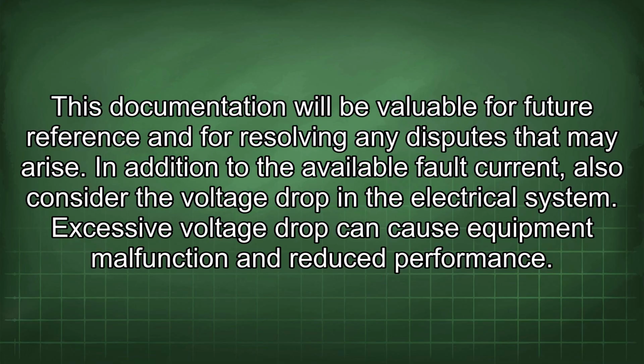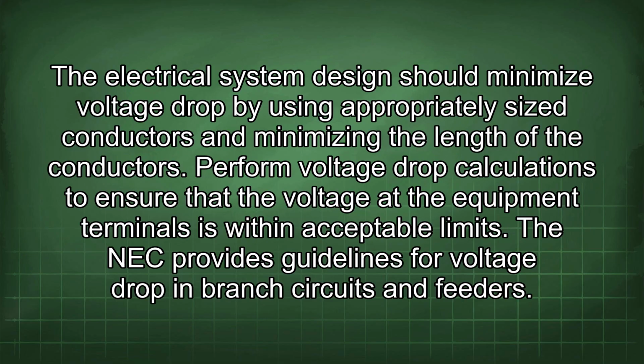In addition to the available fault current, also consider the voltage drop in the electrical system. Excessive voltage drop can cause equipment malfunction and reduce performance. The electrical system design should minimize voltage drop by using appropriately sized conductors and minimizing the length of the conductors. Perform voltage drop calculations to ensure that the voltage at the equipment terminals is within acceptable limits. The NEC provides guidelines for voltage drop in branch circuits and feeders.